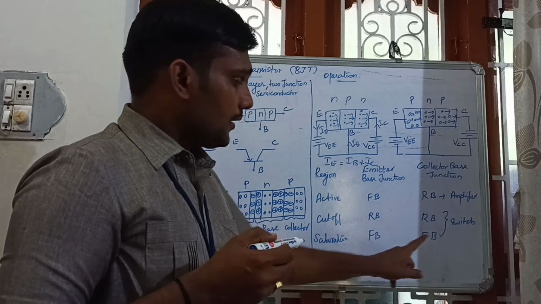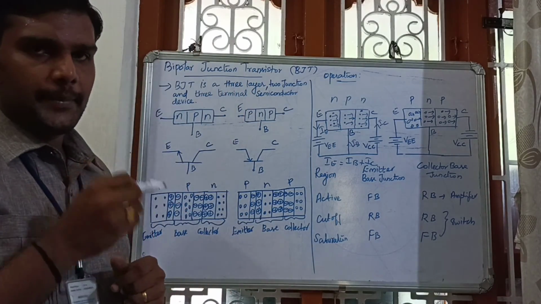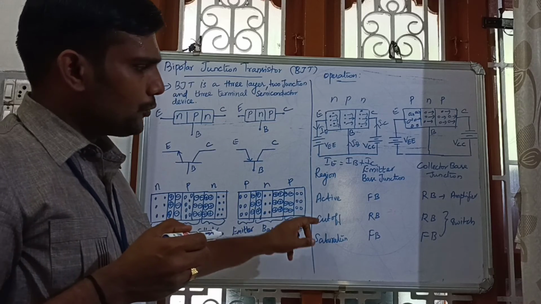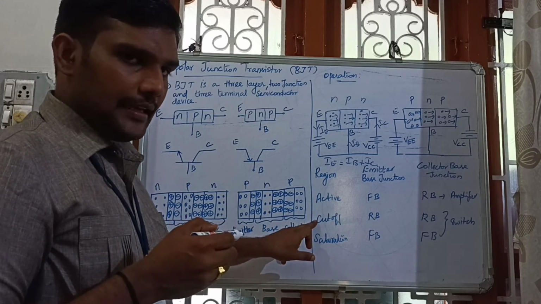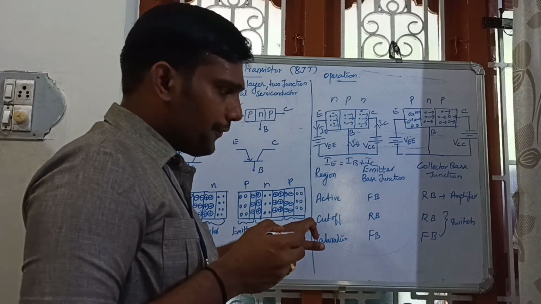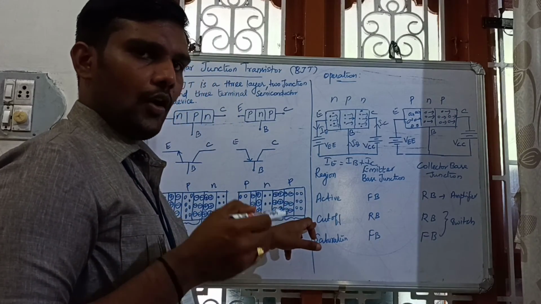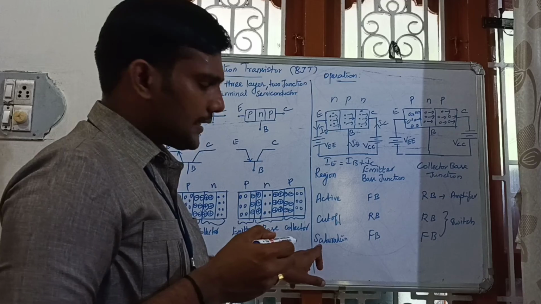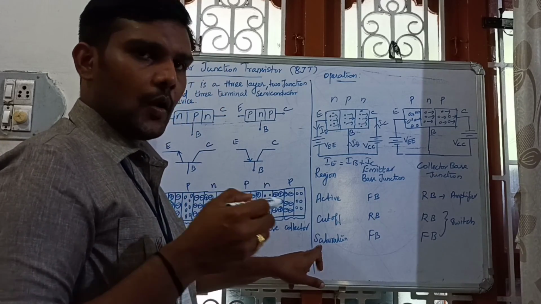If we want to use the BJT as a switch, we have to use the BJT in the cutoff region and saturation region. In the cutoff region, the BJT will be in the off state. In the saturation region, the BJT will be in the on state.